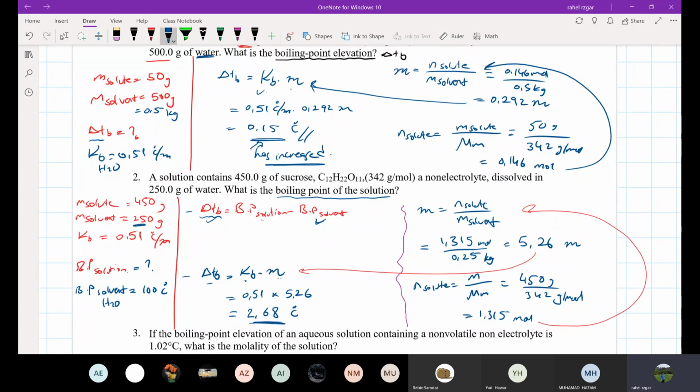Now we have delta TB. We want to find boiling point of solution. So boiling point of solution is equal to delta TB plus boiling point of solvent. We have to add the other two. So delta TB is 2.68 plus 100. So it will boil at 102.68 Celsius. This is the final answer.